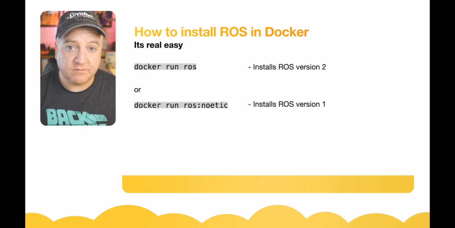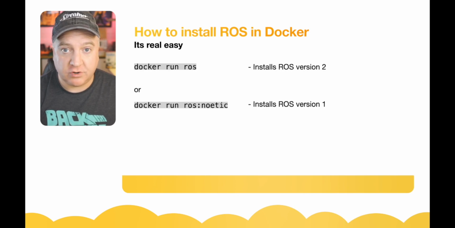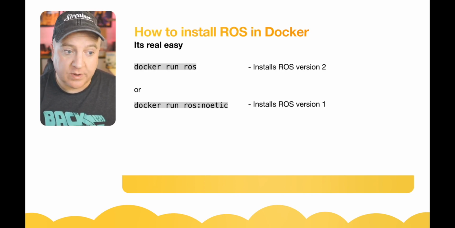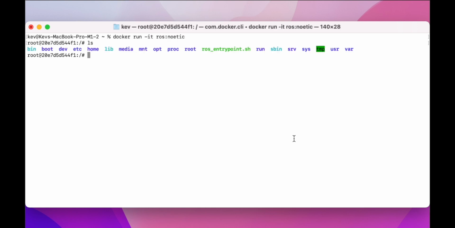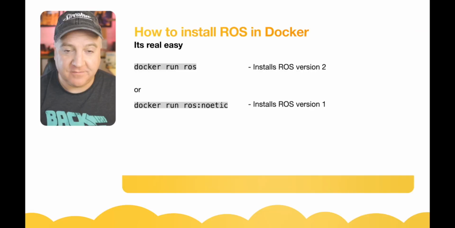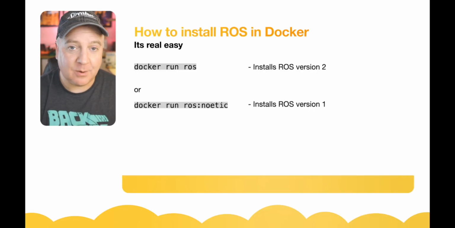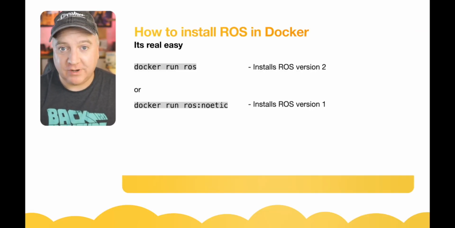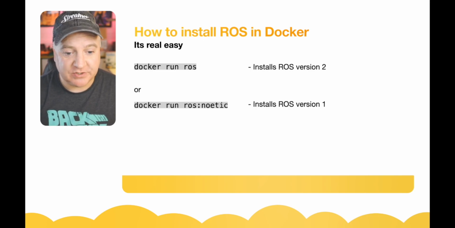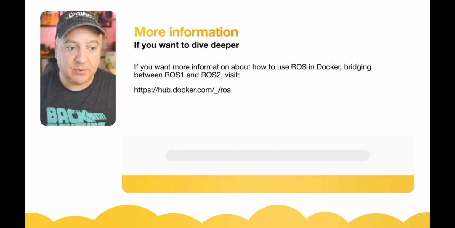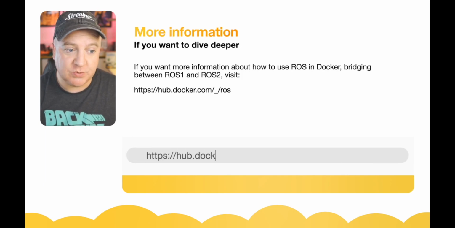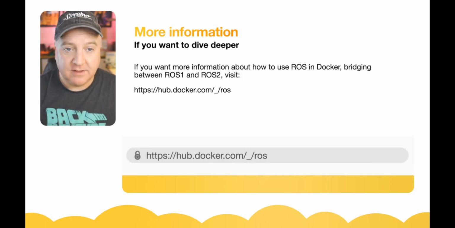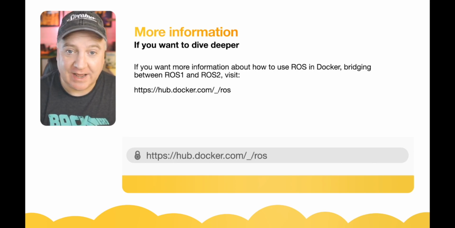If we want to run version 2, that's fine, we just do docker run ros. If we want to run version 1, we can run docker run ros and then colon and then noetic. Noetic is the name of version 1, the most recent version 1, as at the time of this recording, and we can have as many different versions as we like running in Docker, so we can switch between the two, and we can also do things like bridging the different versions too. If you want to dive deeper and learn about how to bridge ROS1 to ROS2, you can visit hub.docker.com/_/ros, and you'll get some more information on how to do exactly that.